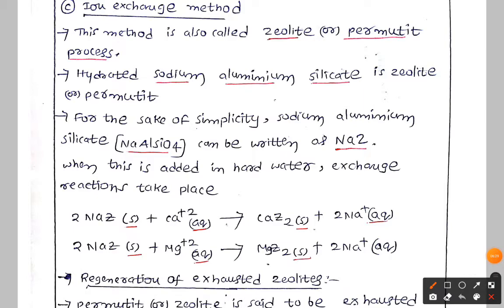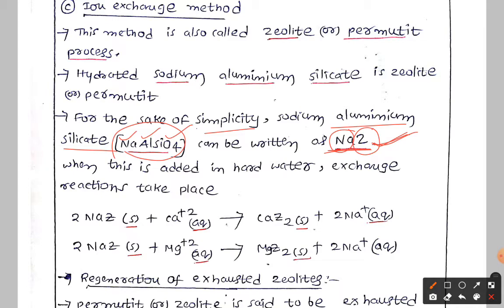So we came to know what the zeolite is and how it looks. Now, for the sake of simplicity and convenience in writing, we write sodium aluminum silicate, which is a silicate of SiO4 minus, simply as NaZ. Here we have sodium, and Z means zeolite. NaZ indicates sodium aluminum silicate.